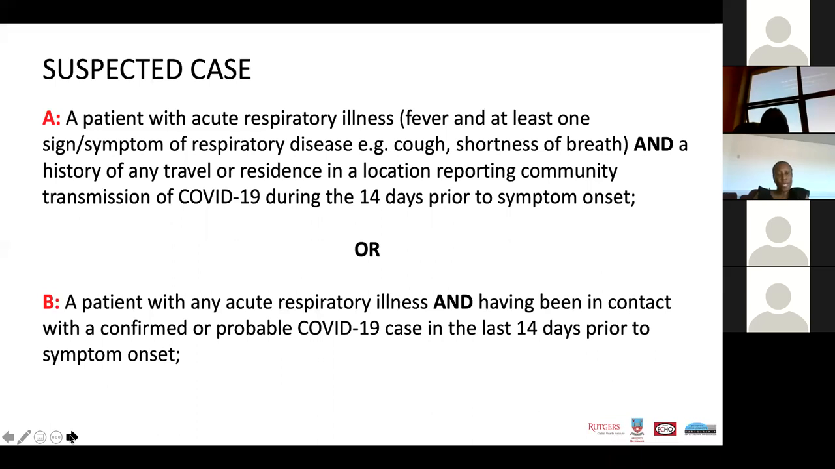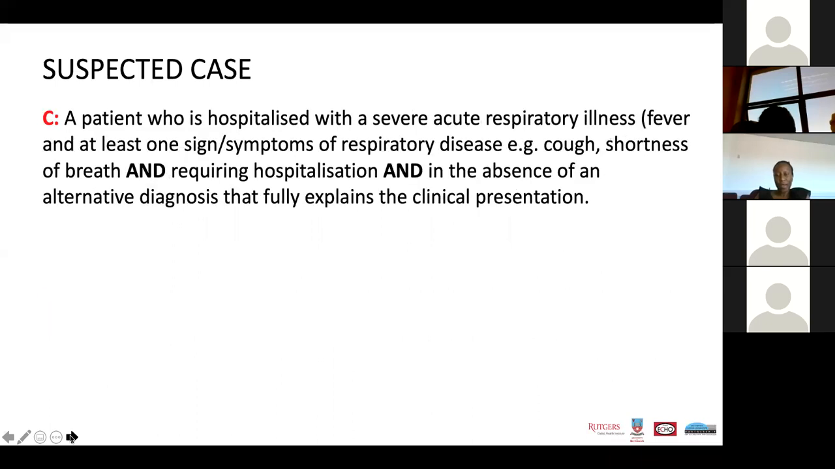So B, for a suspected case, is a patient with any acute respiratory illness and having been in contact with a confirmed or probable COVID case in the last 14 days prior to the symptoms onset. The probable case definition will come lower down in the presentation. Next slide. The C part says a patient who is hospitalized with a severe acute respiratory illness and at least one of the symptoms or signs of a respiratory disease, requiring hospitalization, and in the absence of an alternative diagnosis that fully explains the clinical presentation. Next slide.